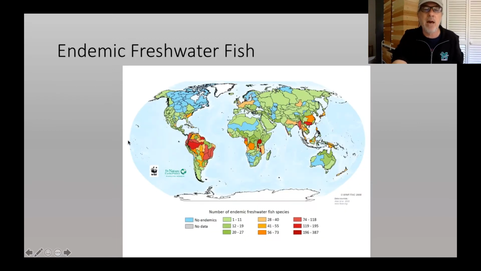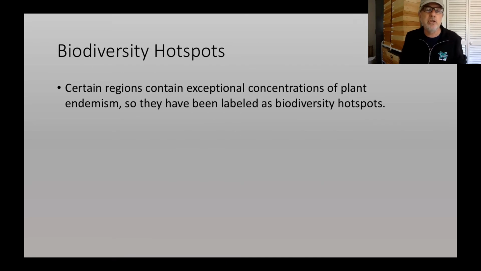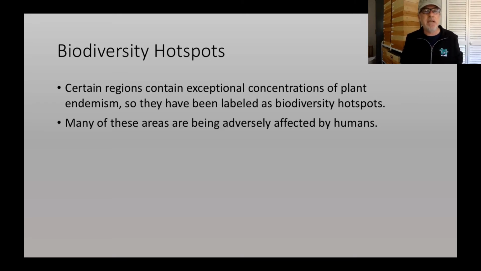Here is a graphic showing where the most endemic fish are, and you can see there are regions that are high in endemic fish, mostly tropical, but also some temperate regions, such as Central Europe here. Certain regions contain exceptional concentrations of plant endemism. So they have been labeled by ecologists as biodiversity hotspots. And many of these areas are being adversely affected by humans.